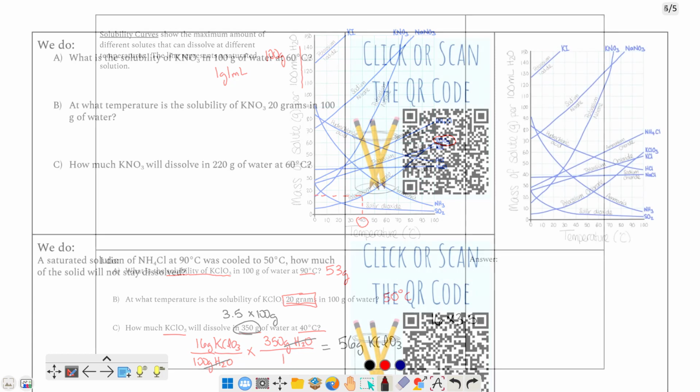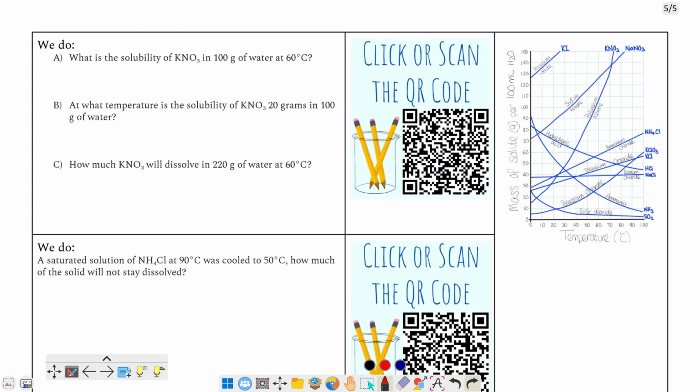Now moving on. All right, for the next one, we want to know the solubility of KNO3. That's this line right here. We want to know how much of it will dissolve at 60 degrees C. So I'm going to start on the 60 degrees temperature. I'm going to go until I meet that line. Looks like it's right about here. And I'll come across to read that temperature. Now I'm going to estimate that's about 108 grams. Again, there's room for error.